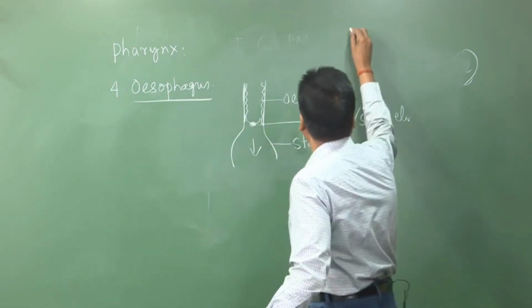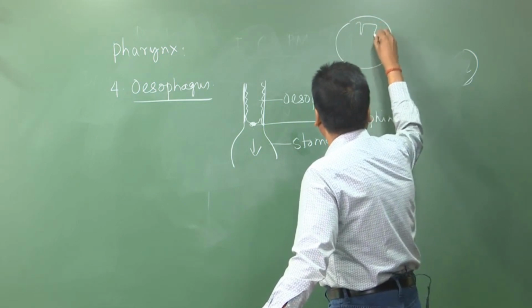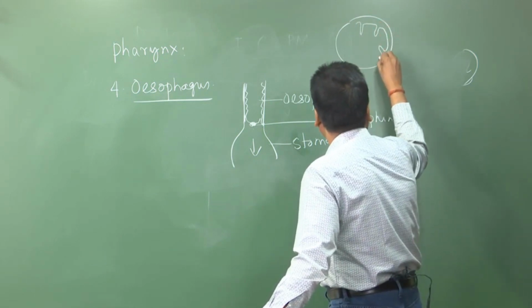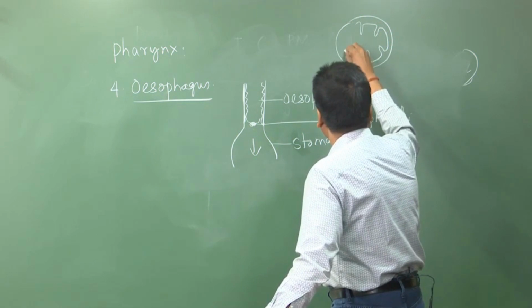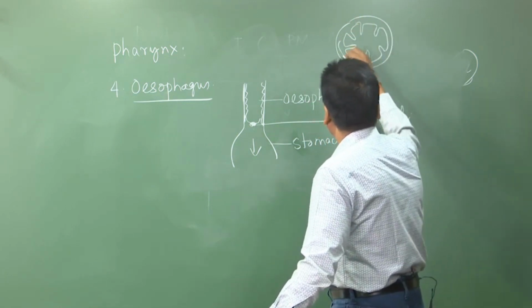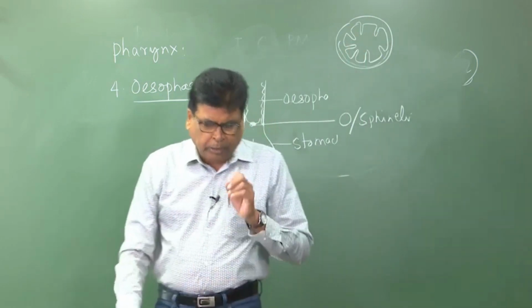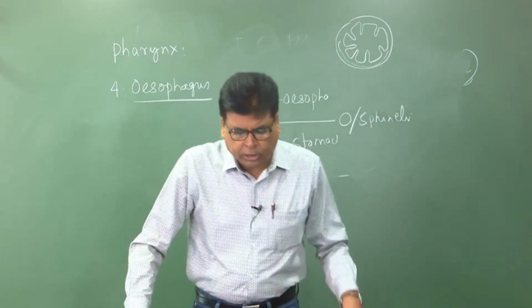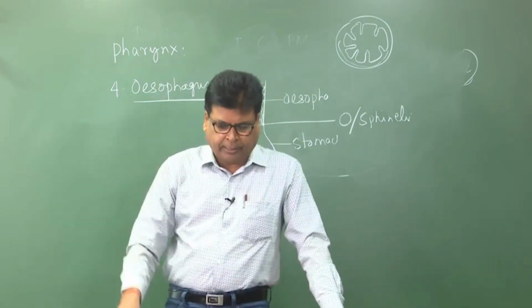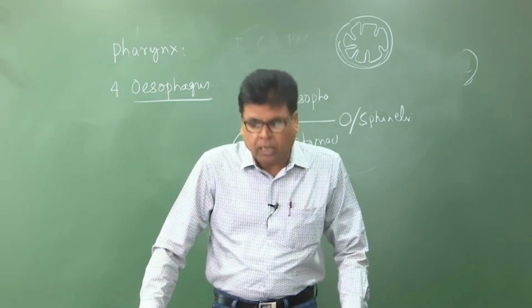Just for example, this is the TS, transverse section. So in the internal lining, this is 1 fold, this is second, this is third, this is fourth, this is 5, this is 6, and this is 7. So this is the internal lining and these are the longitudinal folds. So in bony fishes, the oesophagus is short with its internal lining raised to 7 prominent longitudinal folds.